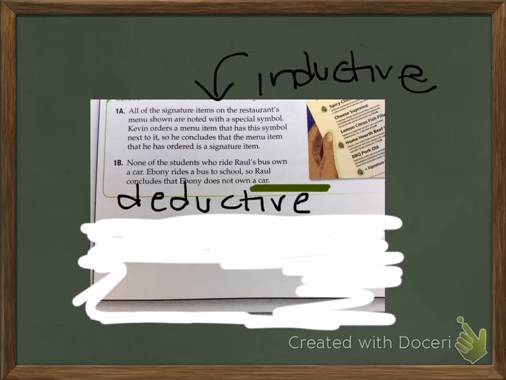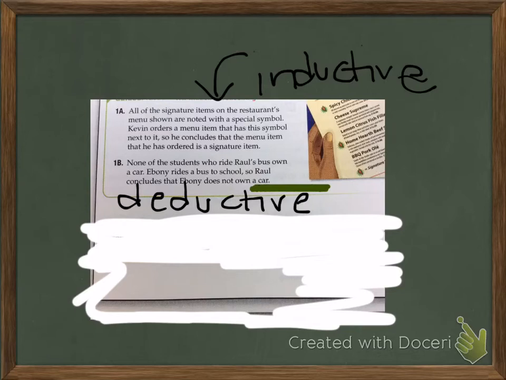Another example would be, it says, every time Katie has worn her favorite socks to a softball game, she has gotten at least one hit. So Katie is wearing her favorite socks to a game tonight, so she concludes that she will get at least one hit. Well, it's not a fact that she's going to get a hit, but it's a pattern that she's noticed. So I would say that that would be inductive reasoning.